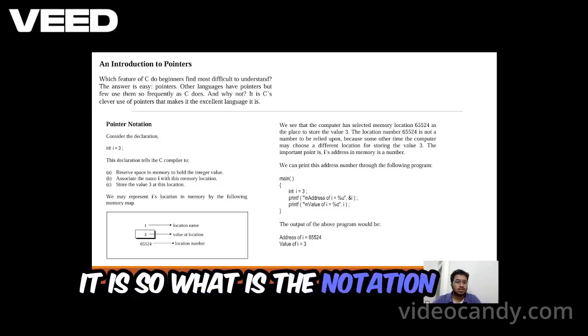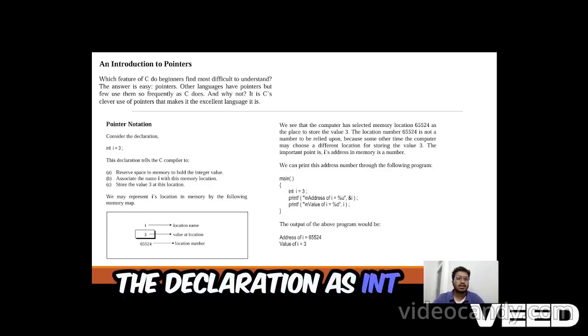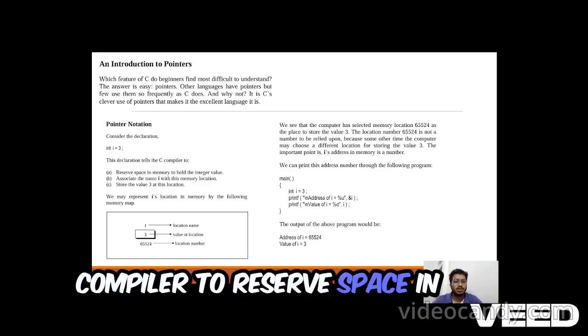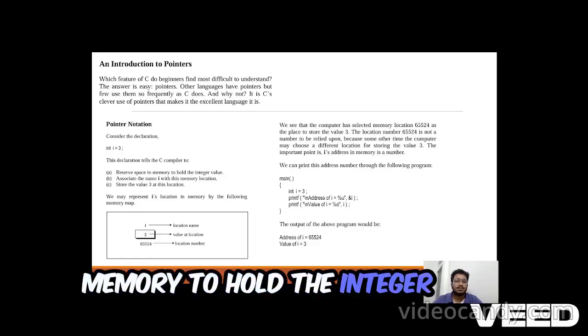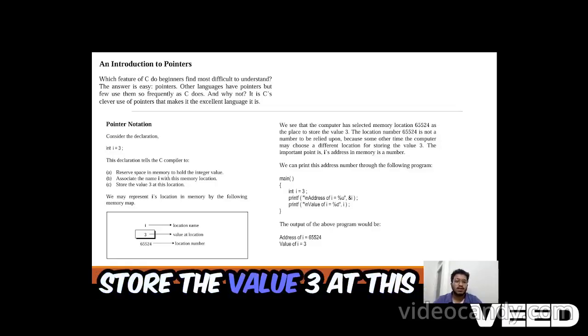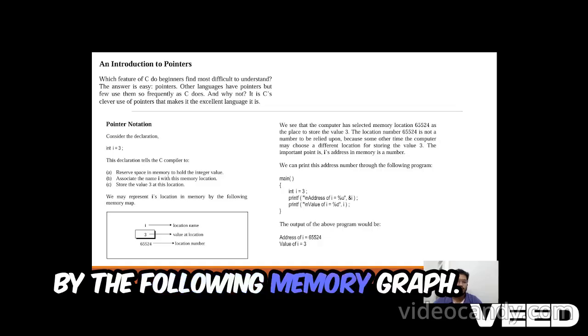So what is the notation of a pointer? Let us consider the declaration int i = 3. This declaration tells the C compiler to reserve space in memory to hold the integer value, associate the name i with the memory location, and store the value 3 at this location. We may represent i's location in memory by the following memory map.